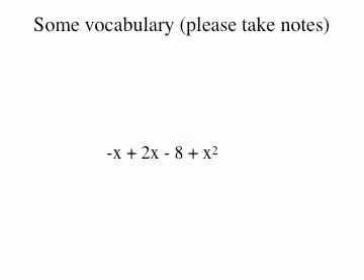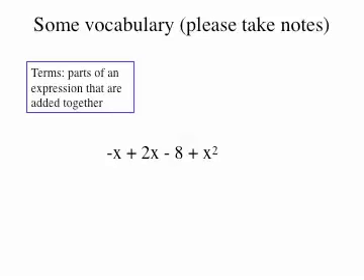First, we do need to remind ourselves of some vocabulary. There's an expression below, negative x plus 2x minus 8 plus x squared. The terms of this expression are the parts that are added together. This expression has four terms: negative x, positive 2x, negative 8, and positive x squared.